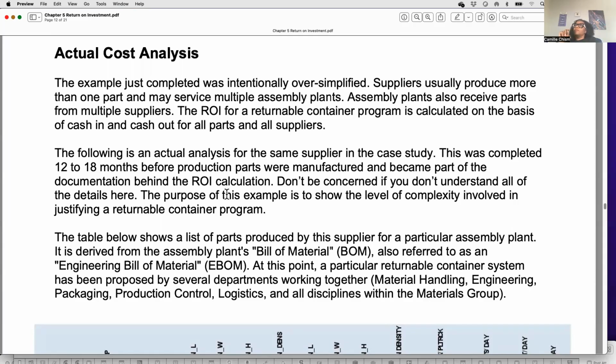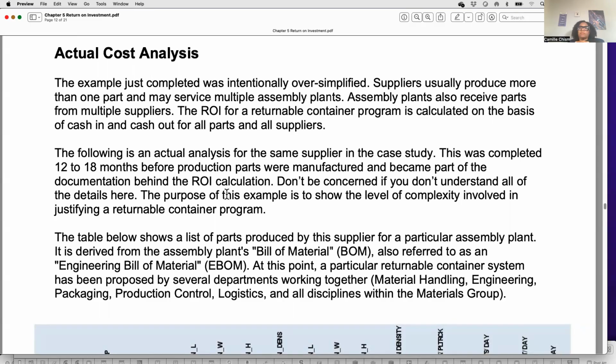Okay, so there are, you know, a lot of things to look at for this. So you're looking at things like cash in and cash out. This analysis is showing you, okay, this was completed 12 to 18 months before production parts were manufactured. It became part of the documentation behind the ROI calculation. So there will be details here.